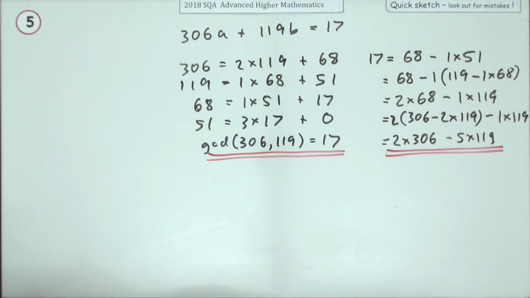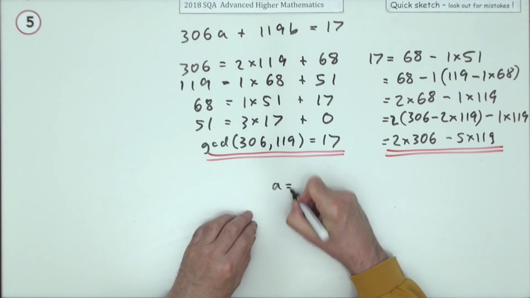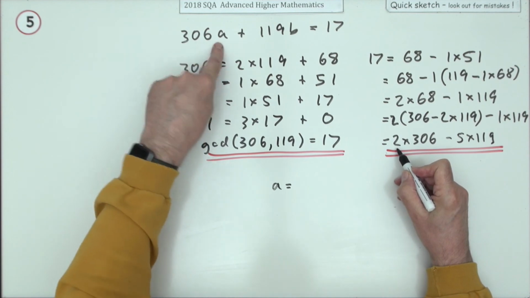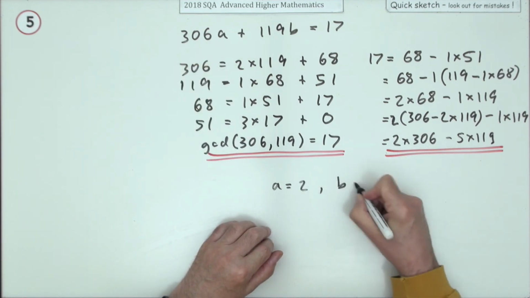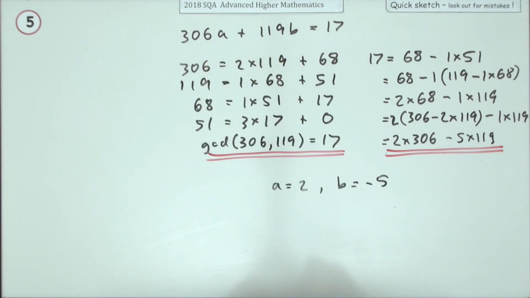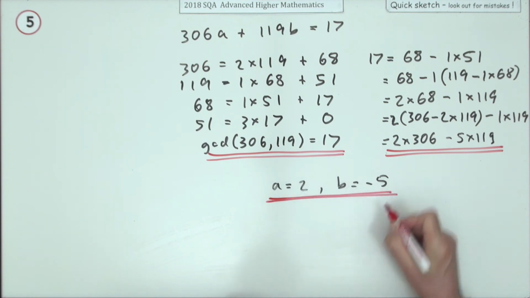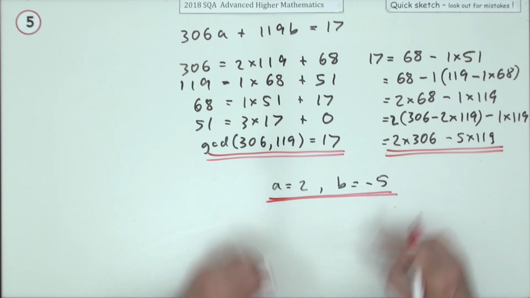However, it did say find integers a and b, so I'd better finish off by saying what's what. Well, a, that'll be the 2 because it was the multiple of 306. B, that'll be the negative 5. Now this question will probably go 2 marks for that, but only 1 mark for this bit and then 1 mark for stating that.